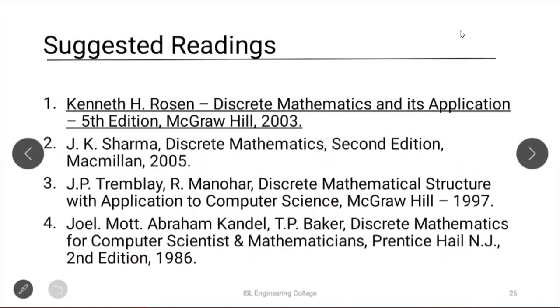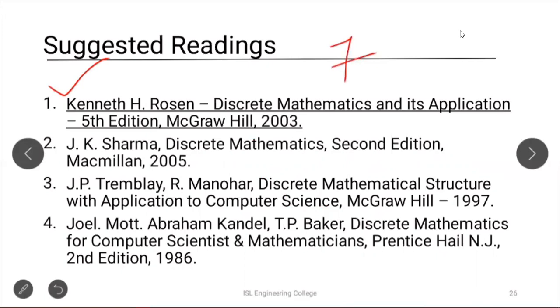Now, which textbook are you supposed to refer to? The textbook which you are supposed to refer to is Discrete Mathematics and Its Applications, 5th edition, published in the year 2003. The one that I have underlined covers all the topics of your syllabus. Also, there is a new edition, the 7th edition.